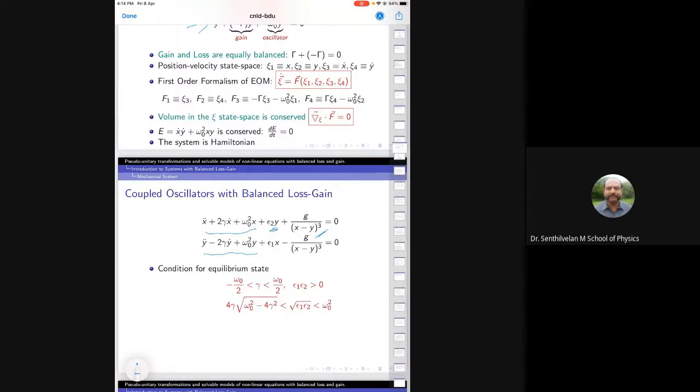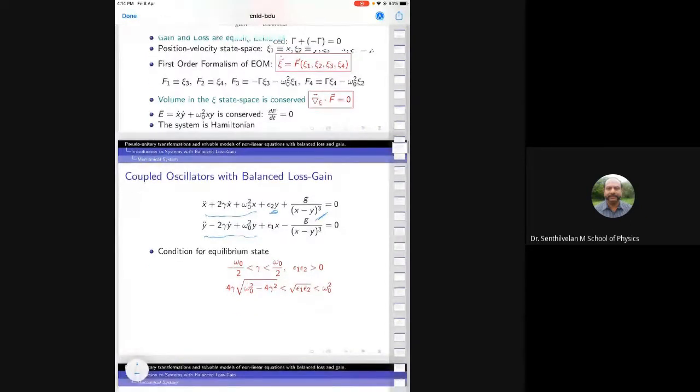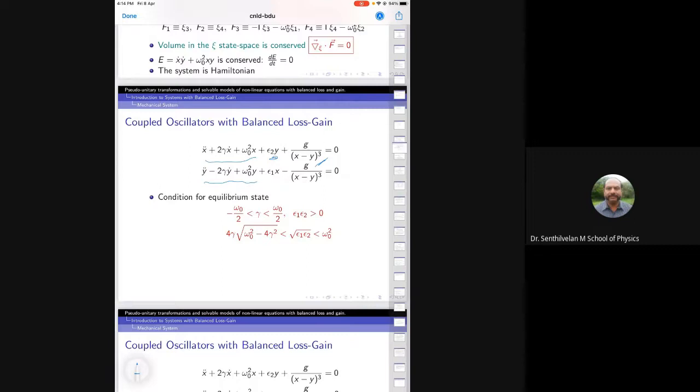Now, one can calculate the relations involving these parameters, whether there is an equilibrium or not. So these are the equilibrium conditions in the red color. If gamma, omega naught, and epsilon 1, epsilon 2 satisfy these relations in the parameter space, then we get an equilibrium state. That is a periodic solution. There is no decaying, no gaining of energy. Decaying means that some solution goes to 0, and gaining means it diverges to infinity. But within this range of the parameters, for this particular model, you get a periodic solution.